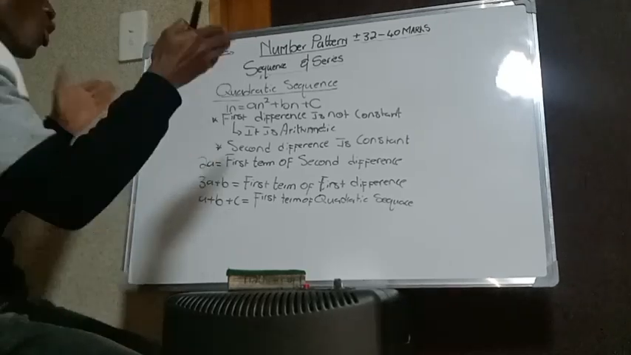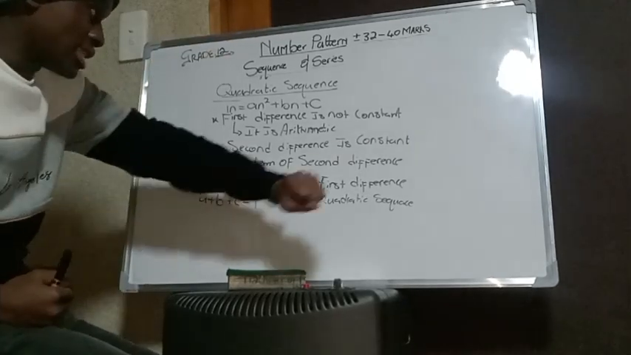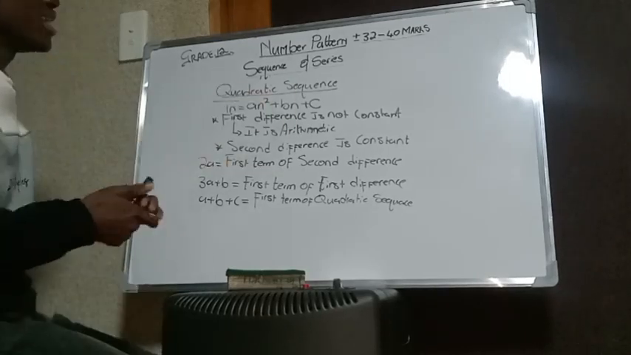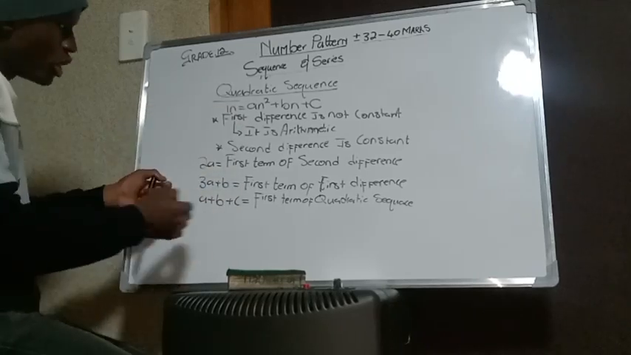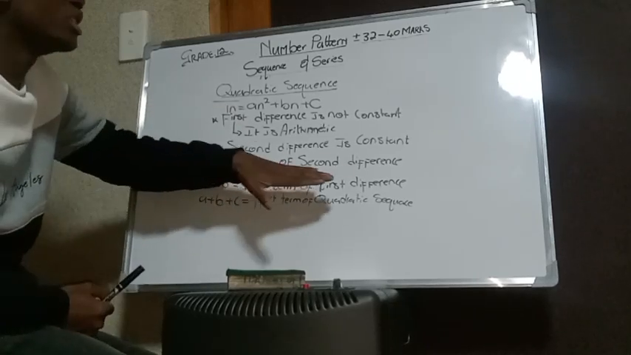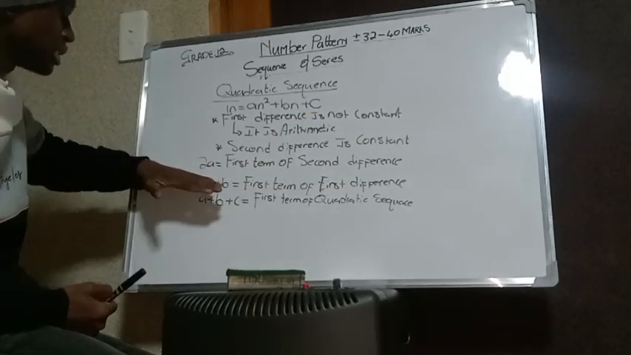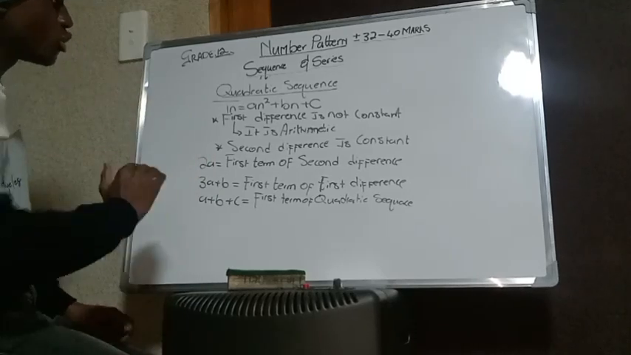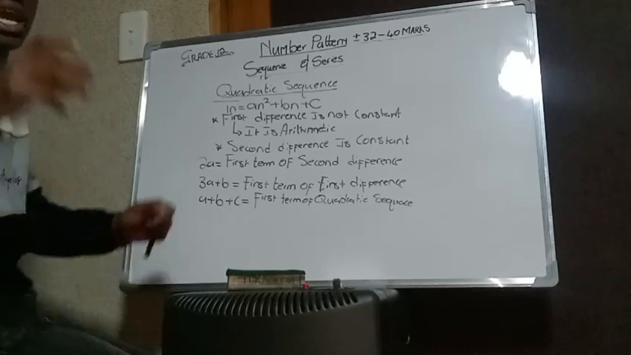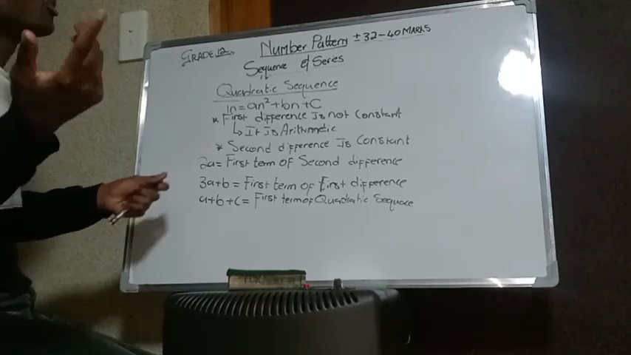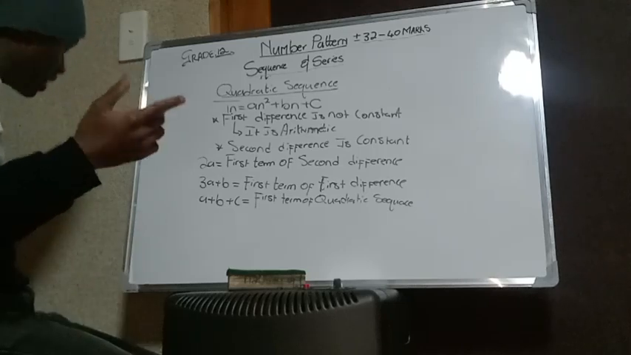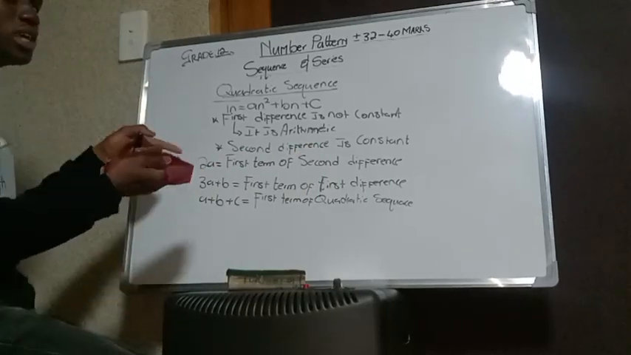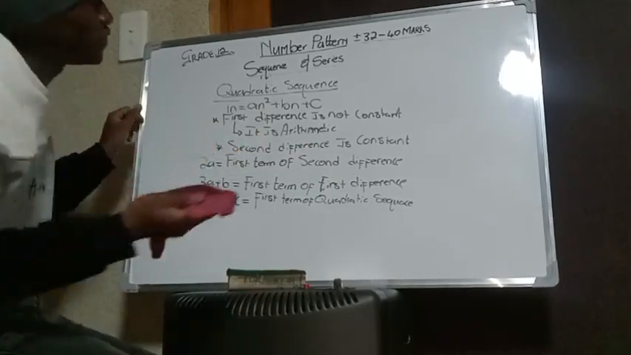Mathematically, if you know these things, this little formula that I made for myself so that I can determine the Tn, it's very easy. 2a is equivalent to the first term of the second difference, 3a plus b is equivalent to the first term of the first difference, a plus b plus c is equal to the first term of the quadratic sequence. It's easier for you to determine the general term. Let me just wipe the board so that we can continue. I hope you're still taking notes because you're gonna need this in future.